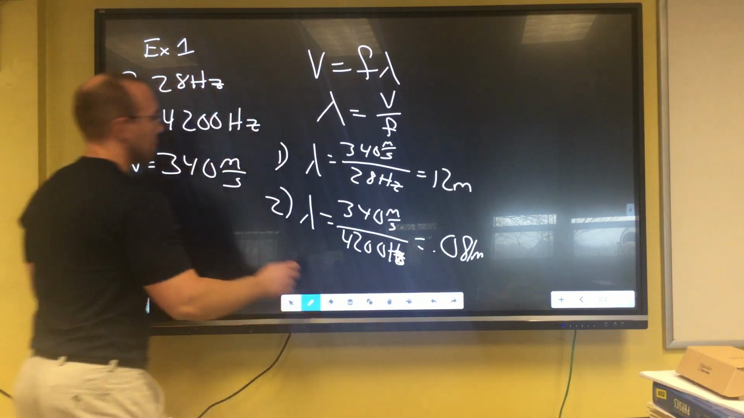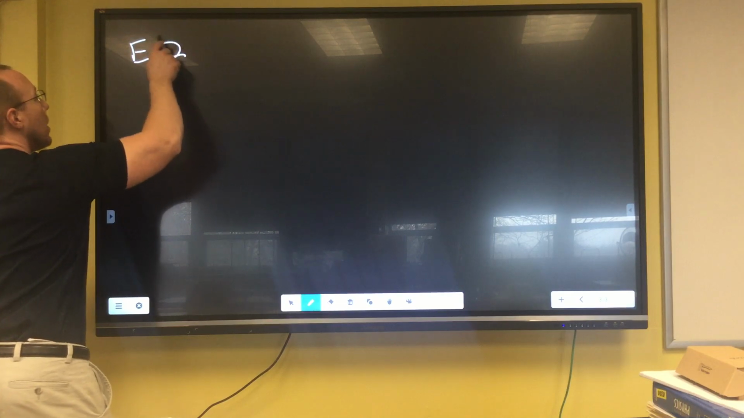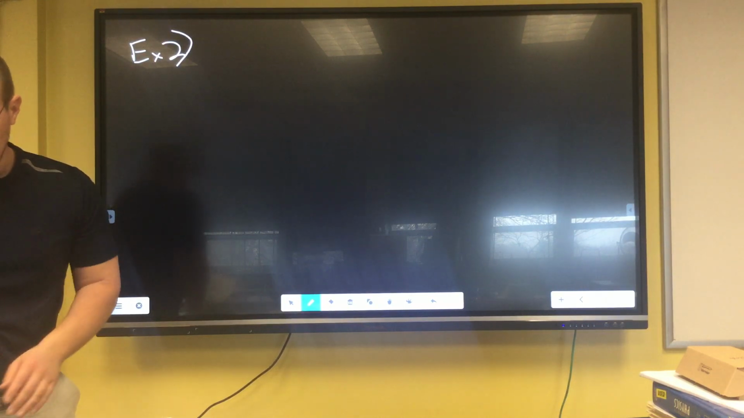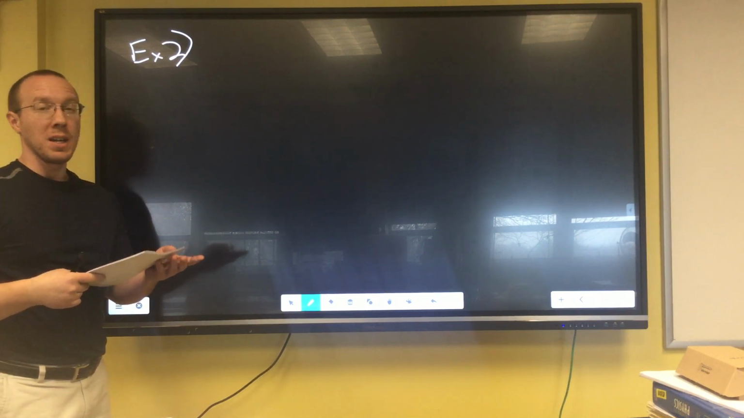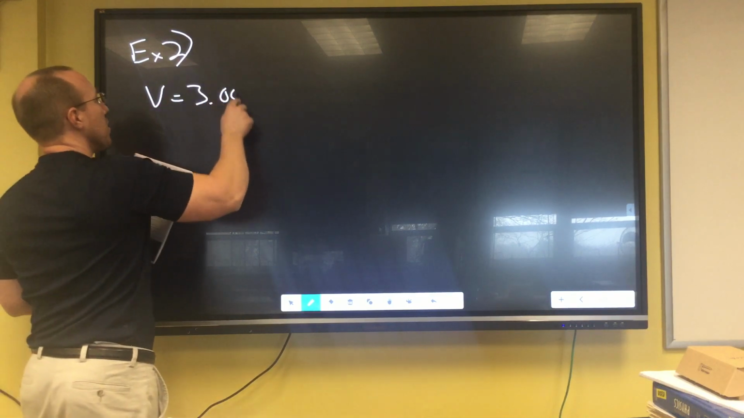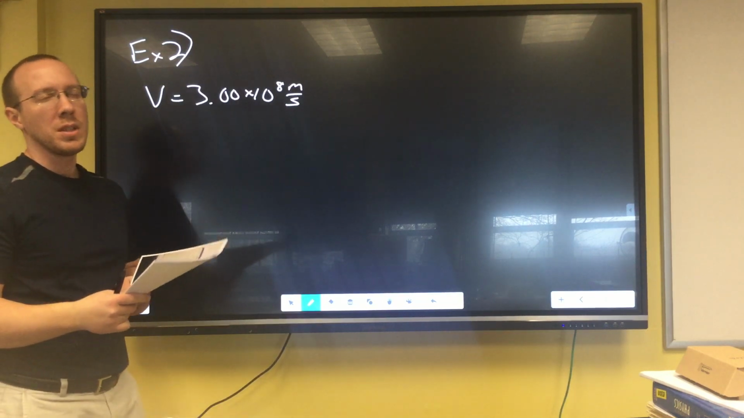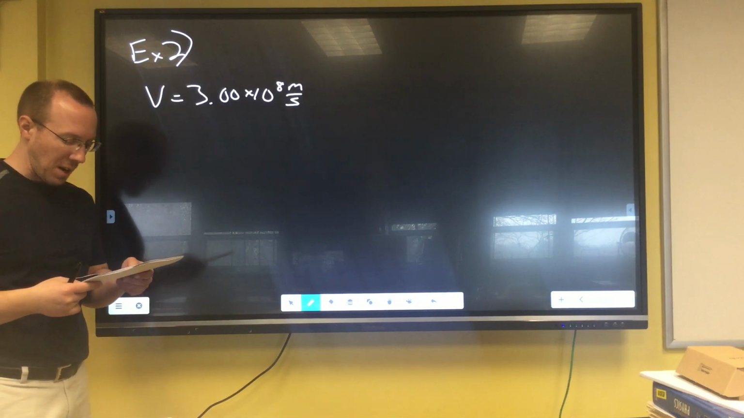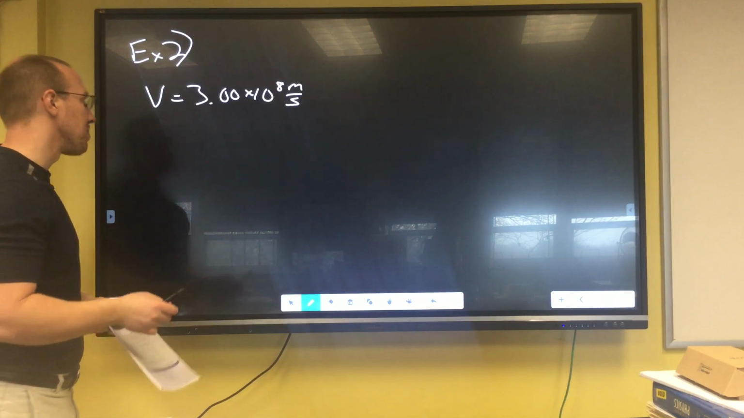All right, number 2. It says the speed of an electromagnetic wave, so an example of electromagnetic wave would be light or a radio wave, stuff like that, in empty space is 3.00 times 10 to the 8th meters per second. I think that's like 7.2 or 7.3 times around the Earth in 1 second. That's how fast electromagnetic waves travel. It says calculate the wavelength of the electromagnetic waves emitted at the following frequencies.